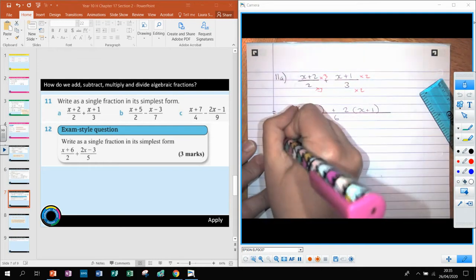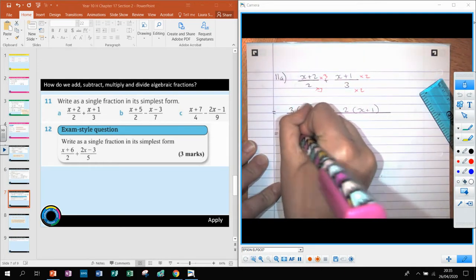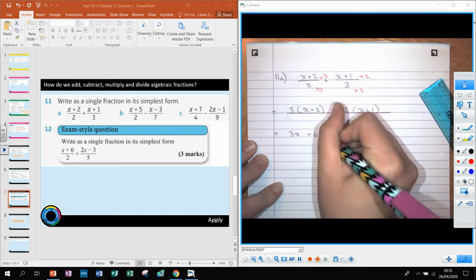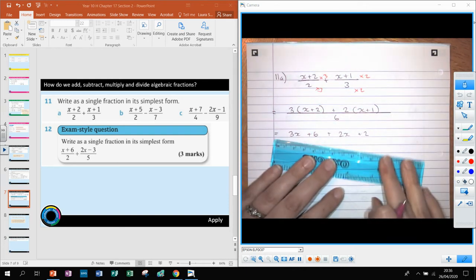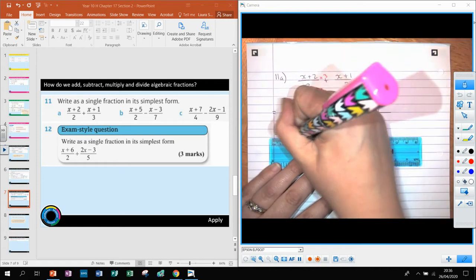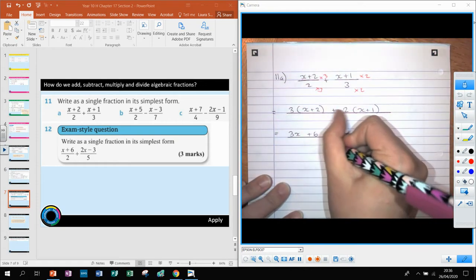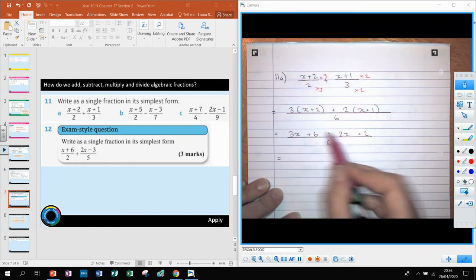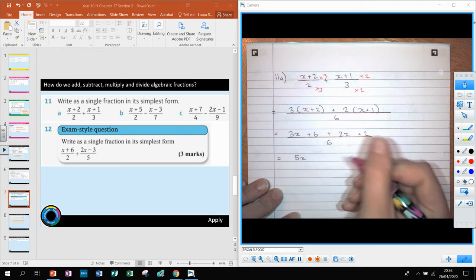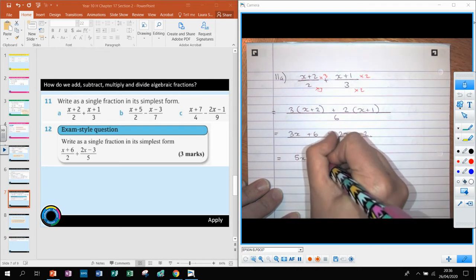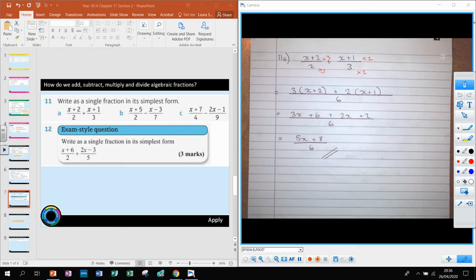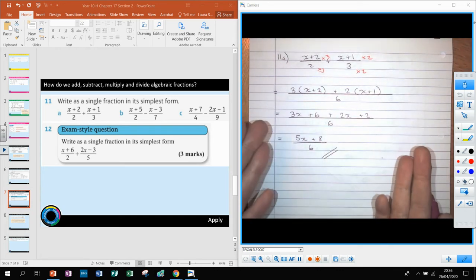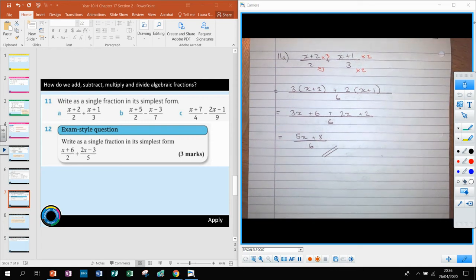Okay, and now we can expand. So that's 3x plus 6 for our first bracket, plus 2x plus 2 for our second bracket, all over 6. Okay, and finally, 3x plus 2x is 5x, 6 plus 2 is 8, and that is all over 6. And so that one is complete. All right, guys, so the process is the same. It's just now we have to expand brackets.